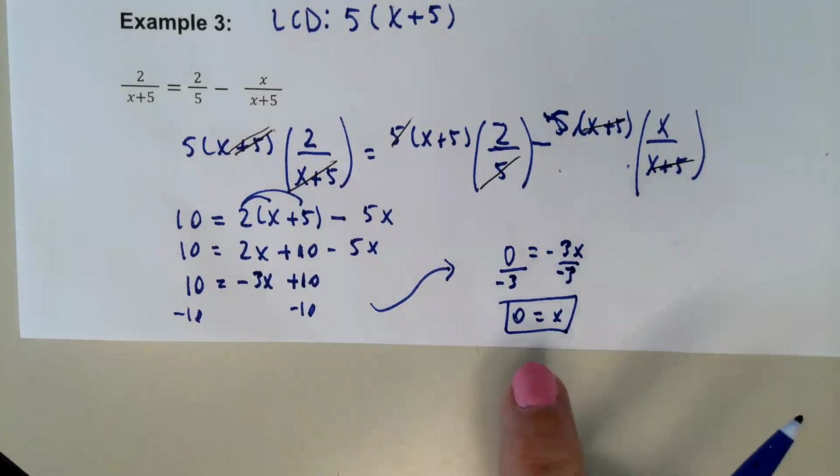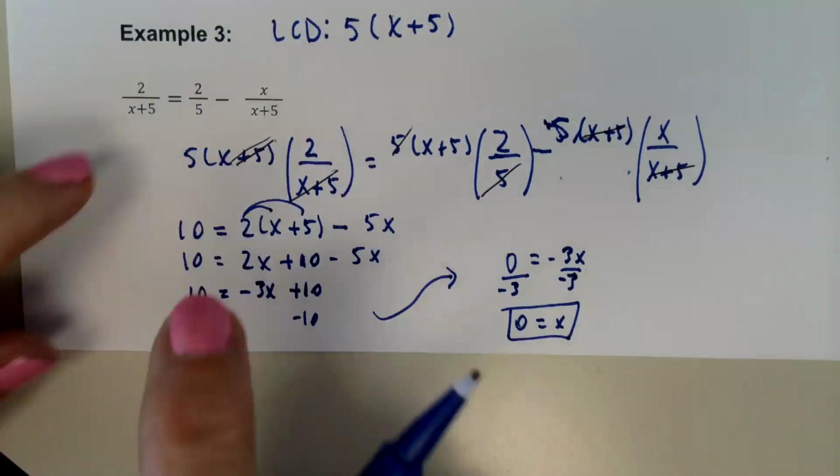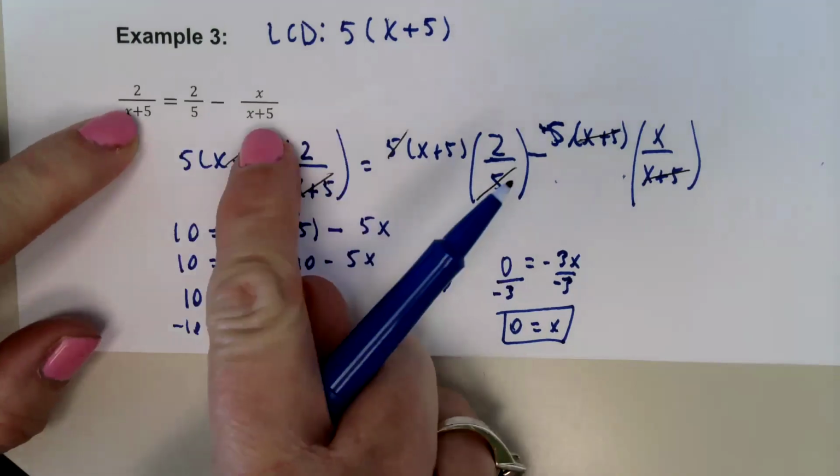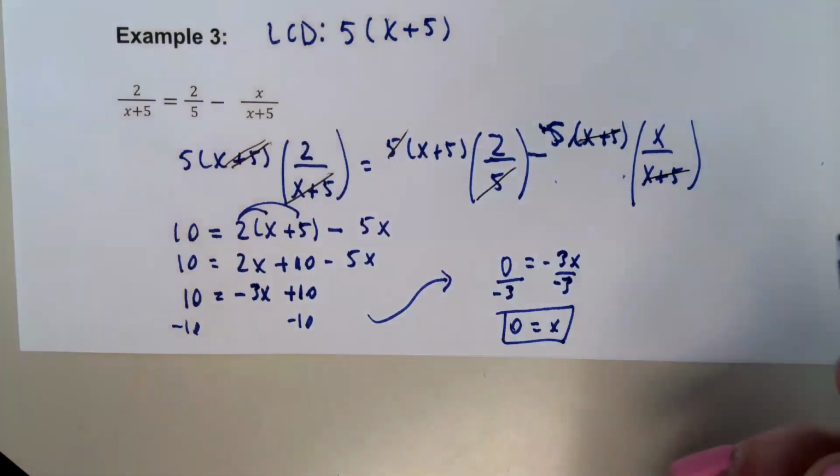And then we just check to make sure, can I put 0 in for x? And I can, because that will still leave me with the denominator that is 5, and that's good.